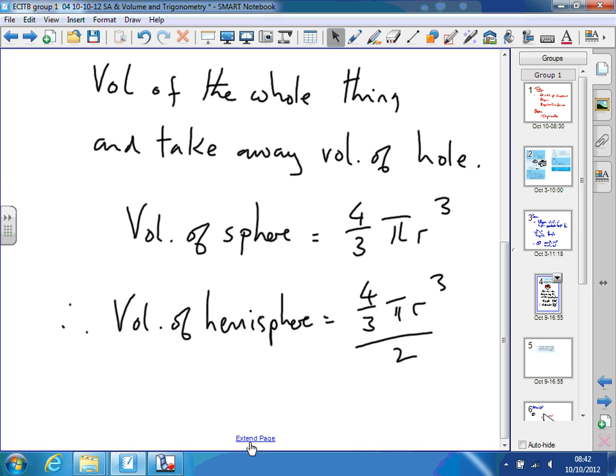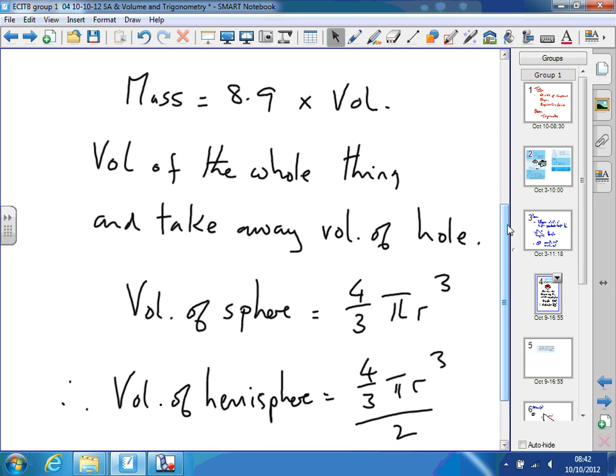So what have I done so far? I've drawn it. I've written down what I'm going to do. I've sort of thought of my plan. If I was trying to present this as a report, somebody's asked me, I've got this container, I've got to find the mass of this thing, I would probably do exactly this. I'd draw it, and then I would write down what I'm going to do. I'm going to find the volume of the whole thing and take away the volume of the hole. That's my plan. And then what's the formula that's going to be used here? Volume of the sphere, and therefore the volume of the hemisphere is half of that.